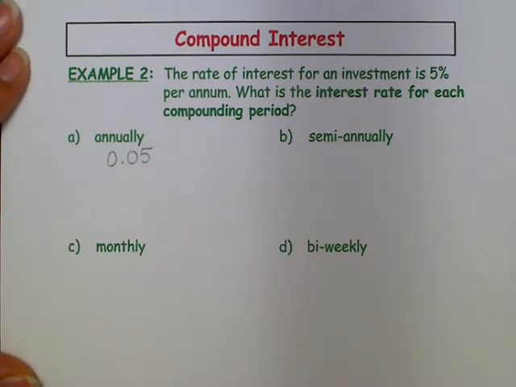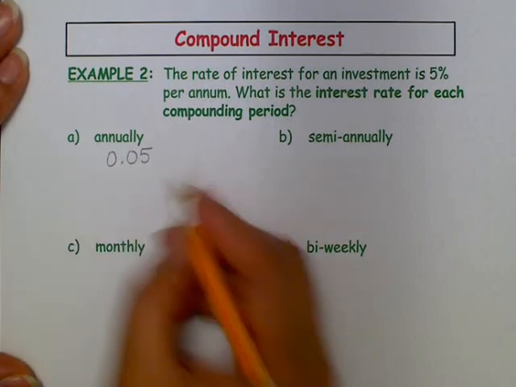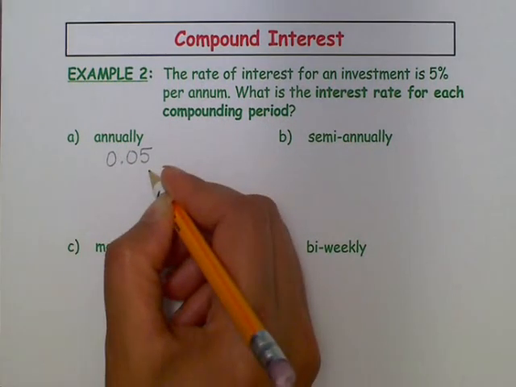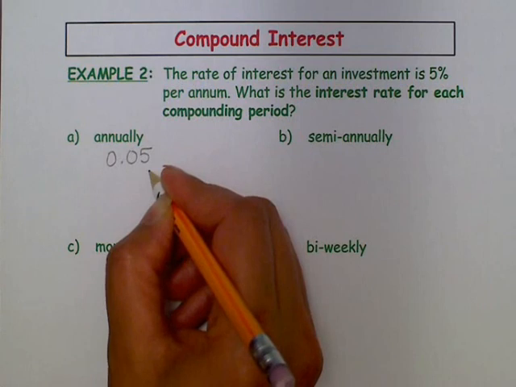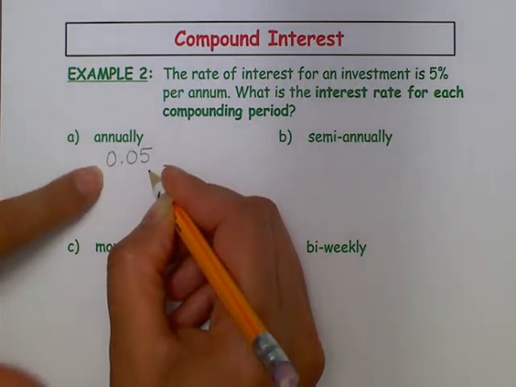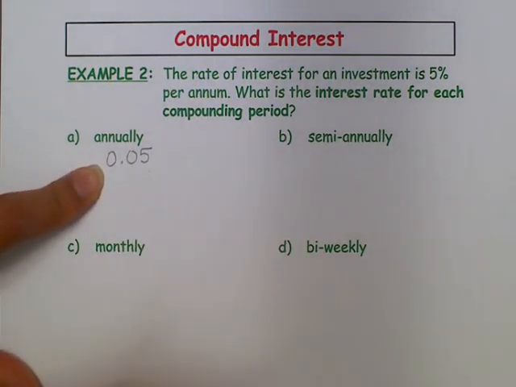as a decimal in interest, or 5% in interest. So 0.05 is the amount of interest you're earning per year. Because interest is only compounded once a year, the interest rate per compounding period would be 0.05. Okay, part B is slightly different.